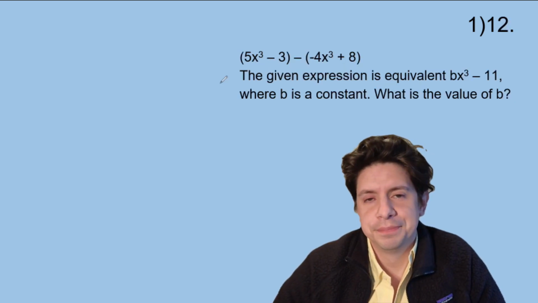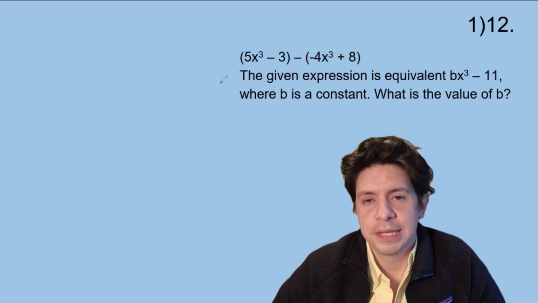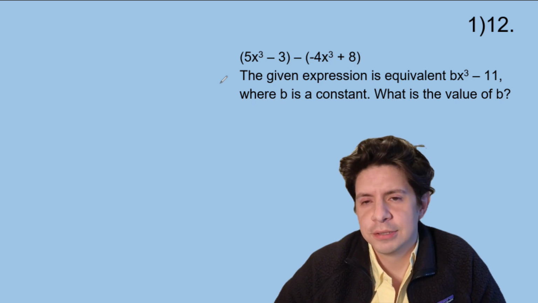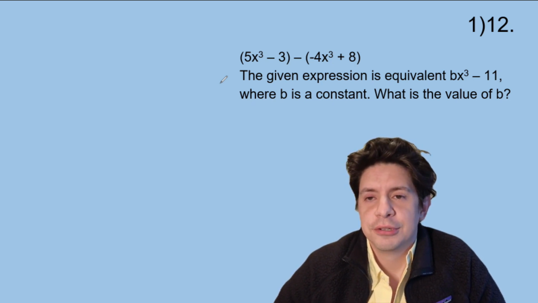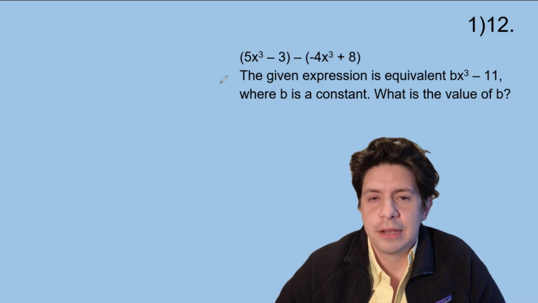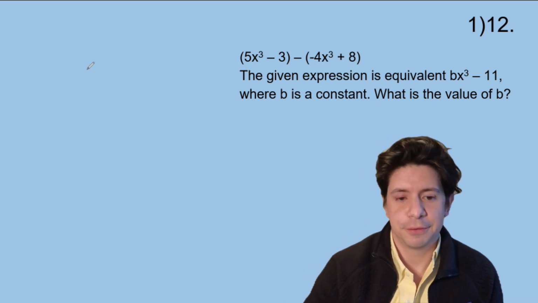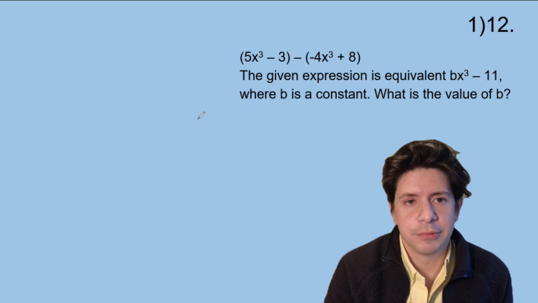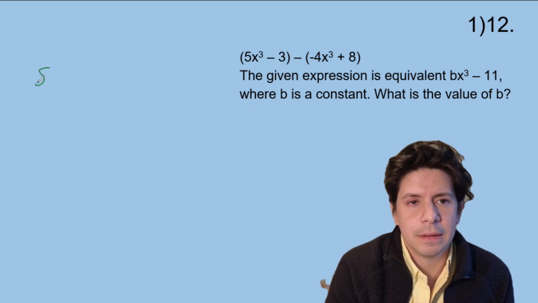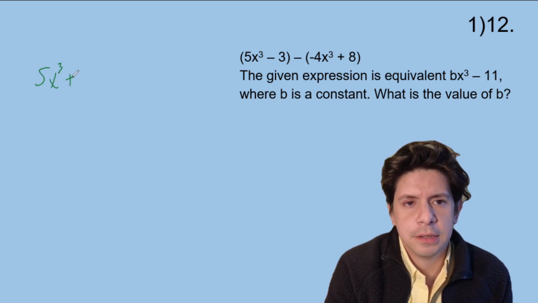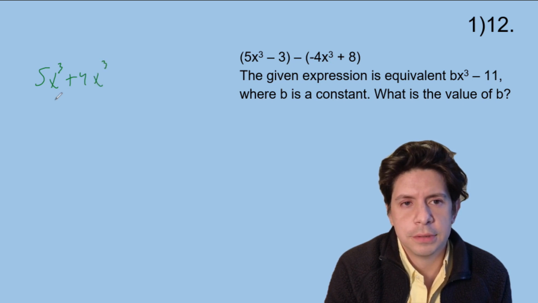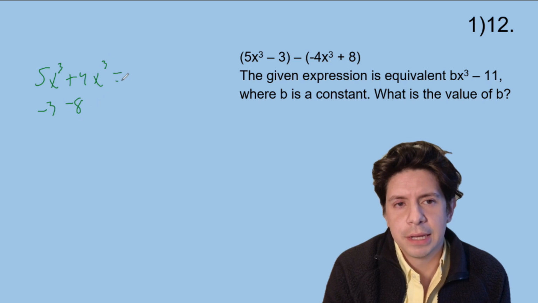5x cubed minus 3 minus negative 4x cubed plus 8. The given expression is equivalent to bx cubed minus 11, where b is a constant. What is the value of b? Okay. So I'm going to combine these first and see what we're dealing with there, right? So we got 5x cubed plus 4x cubed minus 3 minus 8. Right, we combine like terms, so this gets us 9x cubed. That's why I wrote them on one line, and this gets us negative 11.